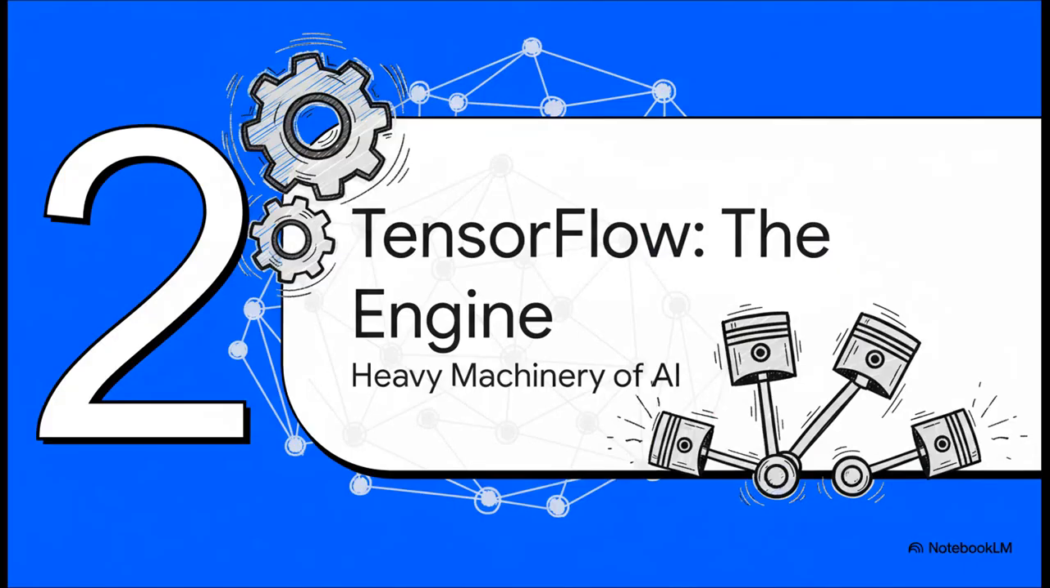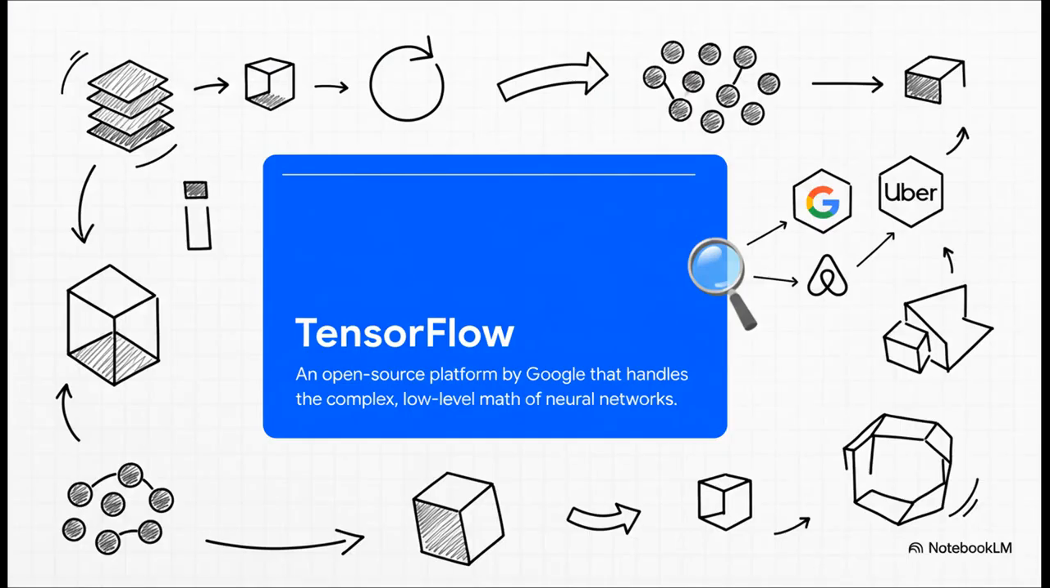The first big name you need to know is TensorFlow. The best way to think about this is like the industrial-grade heavy machinery for building AI. It's the foundational tool that just solves that whole complex math problem for us. So what is it really? Well, TensorFlow is an open source platform built by Google, and its whole job is to handle those super complex, low-level math operations. It's the powerhouse that the pros use. We're talking companies like Google, Uber, and Airbnb to run their AI at a massive scale.